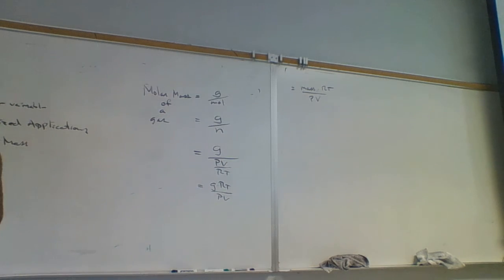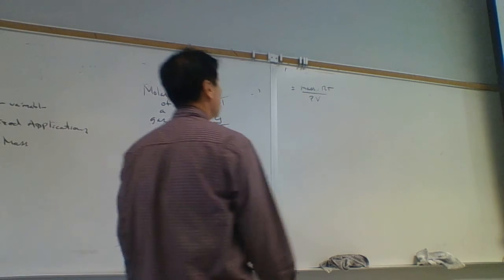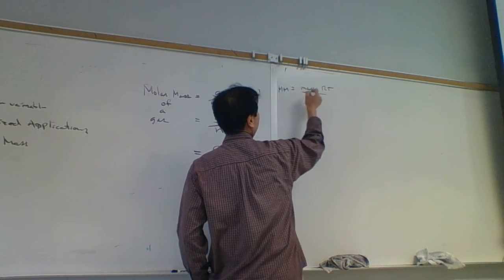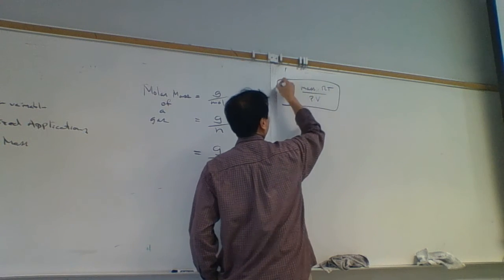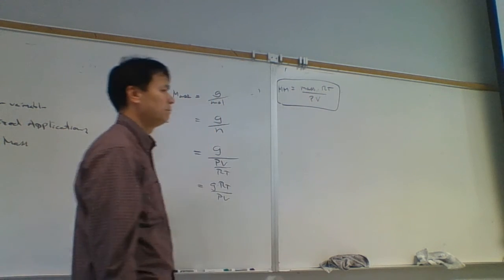You're thinking, why do we do it in one equation? We could just do it in two separate calculations. One, you have the grams. Two, you calculate the number of moles. That will give you grams per mole. But there's a variation of this. We have the molar mass is equal to the mass times RT over PV.